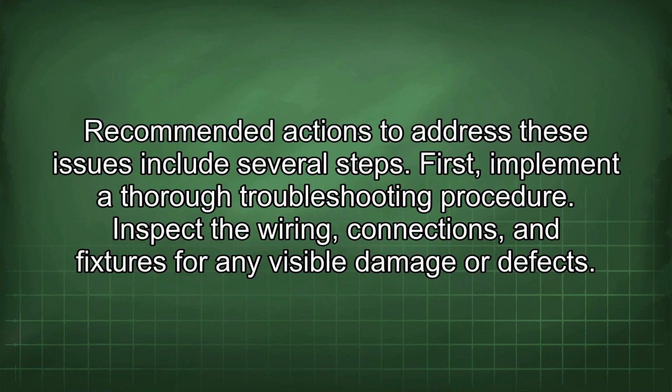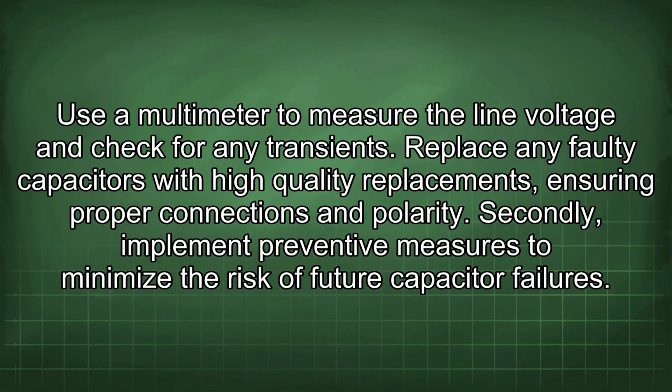Recommended actions to address these issues include several steps. First, implement a thorough troubleshooting procedure. Inspect the wiring, connections, and fixtures for any visible damage or defects. Use a multimeter to measure the line voltage and check for any transients. Replace any faulty capacitors with high-quality replacements, ensuring proper connections and polarity.